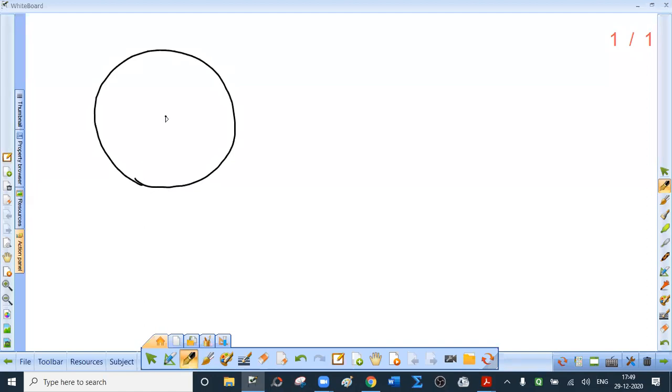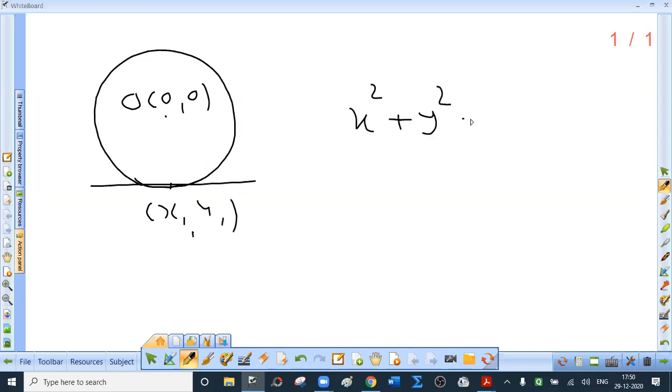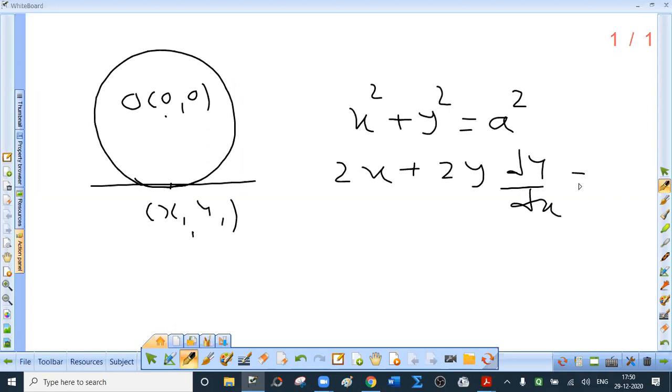See, this is the center of the standard circle, which is at the origin. Tangent is drawn at this point, say (x1, y1). Now x squared plus y squared equal to a squared. Find the derivative. Derivative of x squared is 2x. What is the derivative of y squared? 2y dy/dx, which is 0.